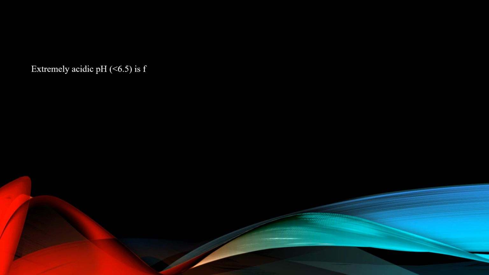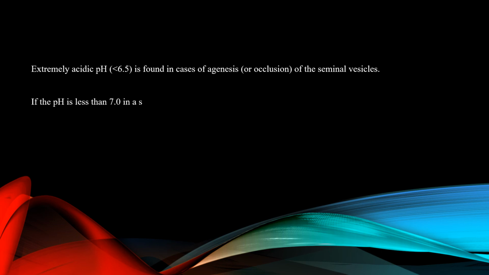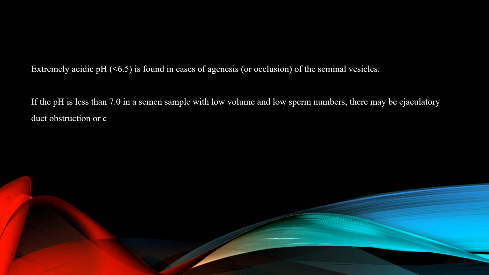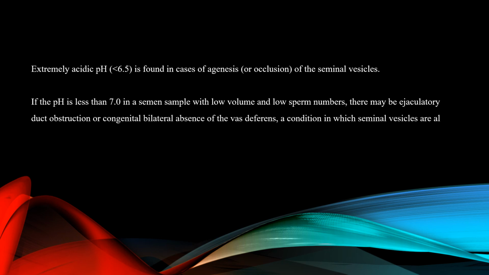Extremely acidic pH is found in cases of agenesis or occlusion of the seminal vesicles. If the pH is less than 7 in a semen sample with low volume and low sperm numbers, there may be ejaculatory duct obstruction or congenital bilateral absence of the vas deferens, a condition in which seminal vesicles are also poorly developed.